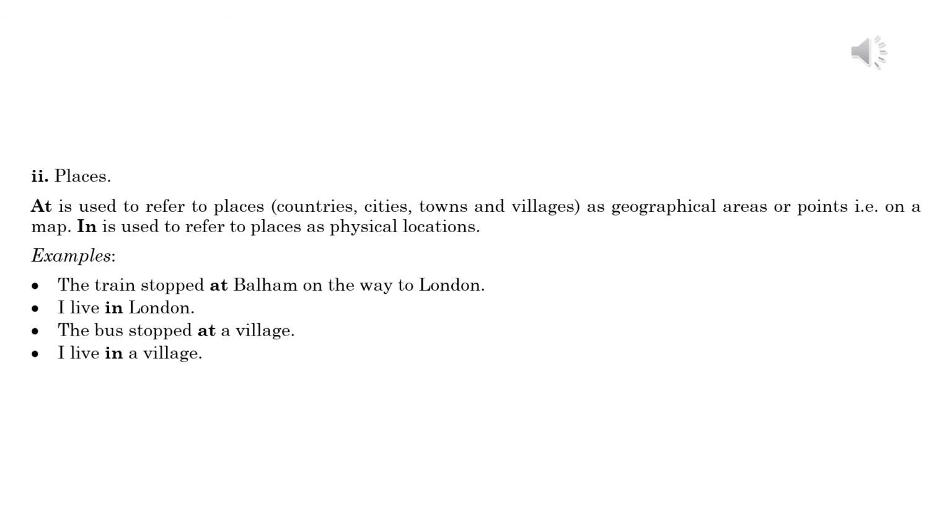2. Places. At is used to refer to places, countries, cities, towns and villages, as geographical areas or points, i.e. on a map. In is used to refer to places as physical locations. Examples. The train stopped at Balham on the way to London. I live in London. The bus stopped at a village. I live in a village.